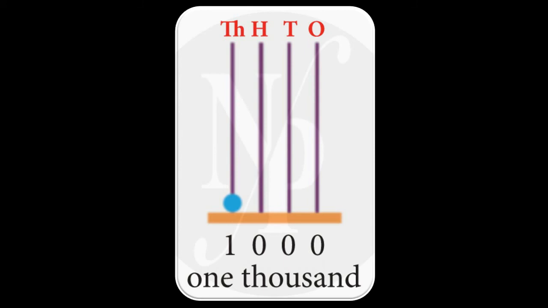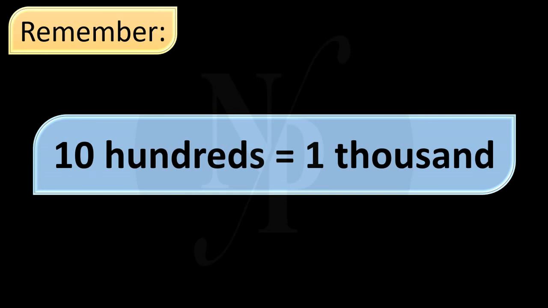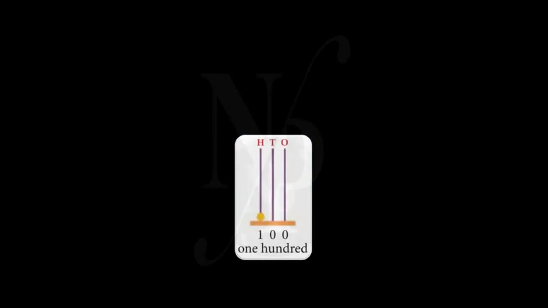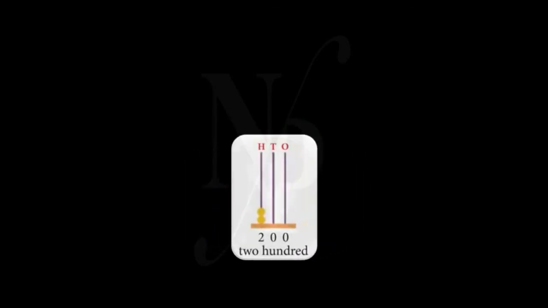So also we should remember that 10 hundreds make 1000, or 10 hundreds is equal to 1000. So in 1000 there will be 10 hundreds. Remember this fact. So today we have understood the representation of numbers in hundreds on an abacus.